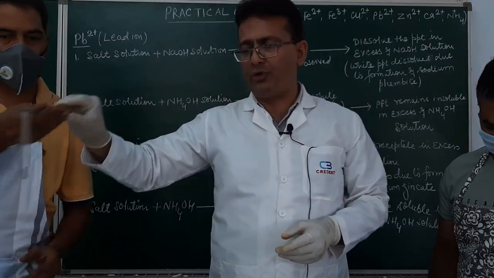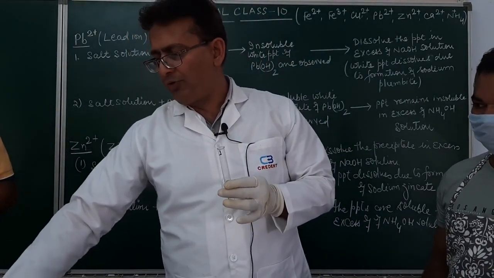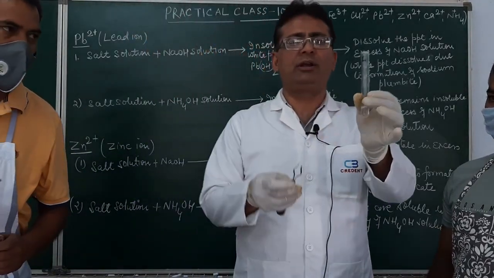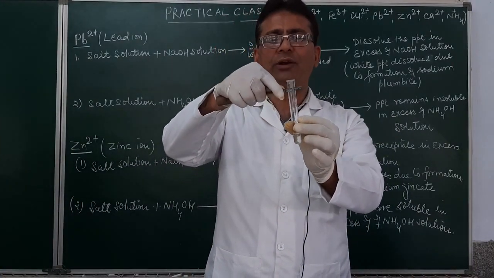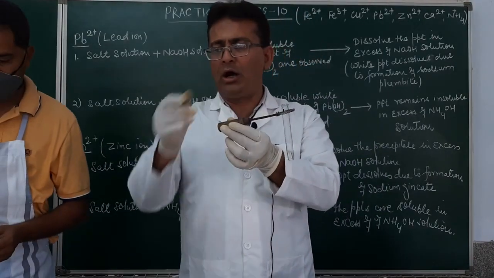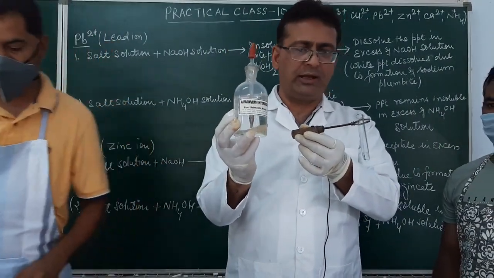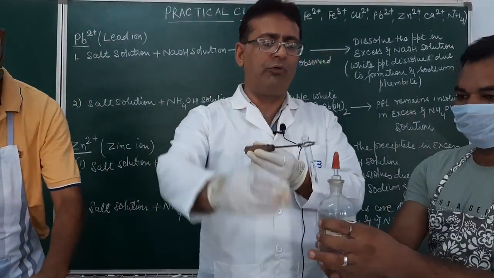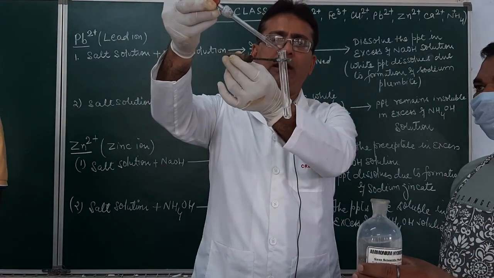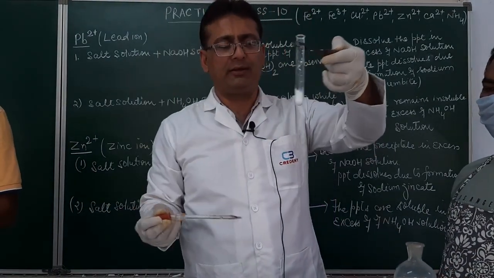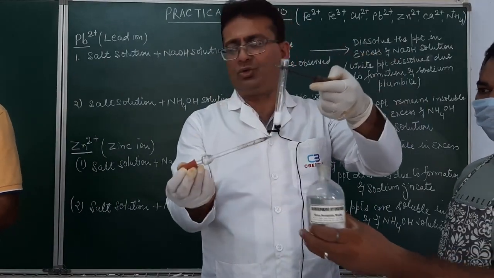Ammonium hydroxide will be this one over here. So, we will try to identify by adding ammonium hydroxide. You can see again over here, we have taken the lead salt solution. To this lead salt solution, we now add ammonium hydroxide solution. This is a reagent bottle containing ammonium hydroxide. How will we identify this? We will take ammonium hydroxide and add it into the lead solution.